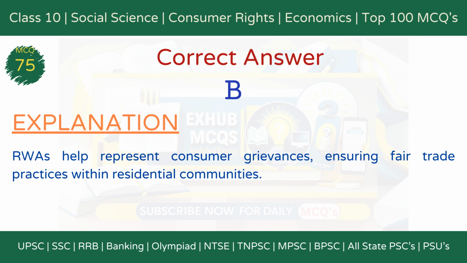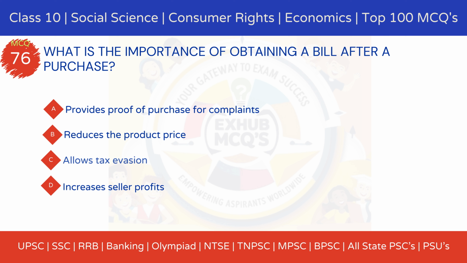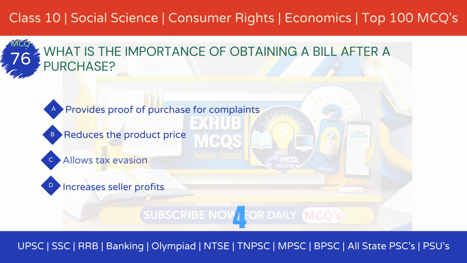The correct answer is option B, represent consumer complaints in their locality. Explanation: RWAs help represent consumer grievances, ensuring fair trade practices within residential communities. MCQ 76. What is the importance of obtaining a bill after a purchase? Option A, provides proof of purchase for complaints. Option B, reduces the product price. Option C, allows tax evasion. Option D, increases seller profits.